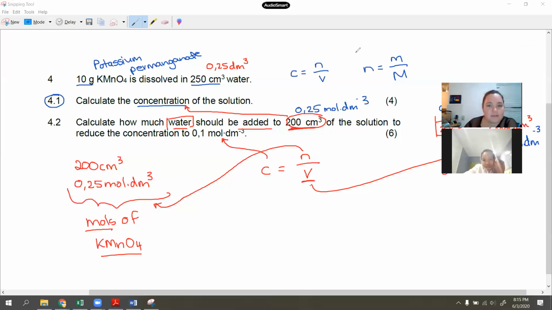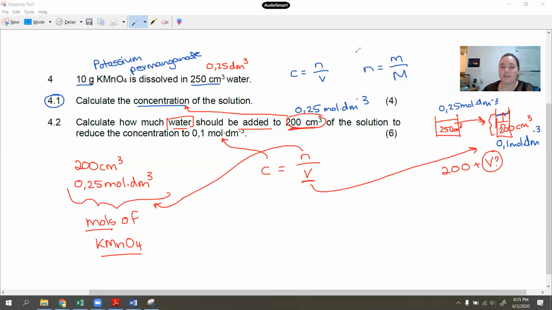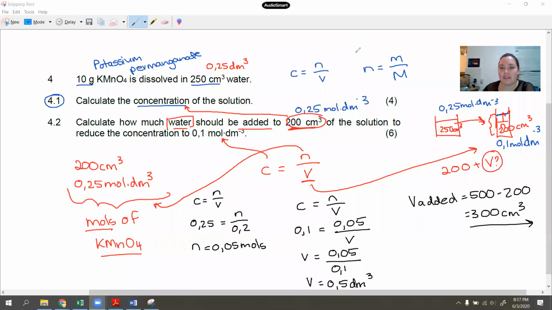All right, fantastic. So the answer that I got, and I'm hoping it's right now, was 300 centimeters cubed. So what I did was, when I worked with the concentration of 0.25, you may have left all the values on there and then your answer would be slightly different. That's fine. So I did 0.25. Please note that 200 centimeters cubed must be put in as 0.2 decimeters cubed.